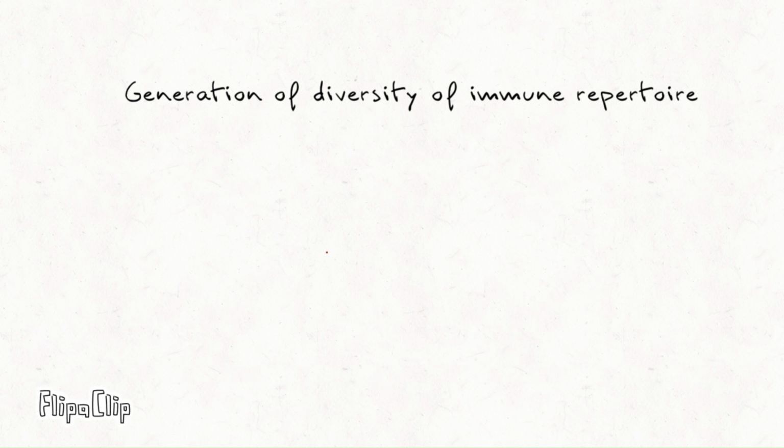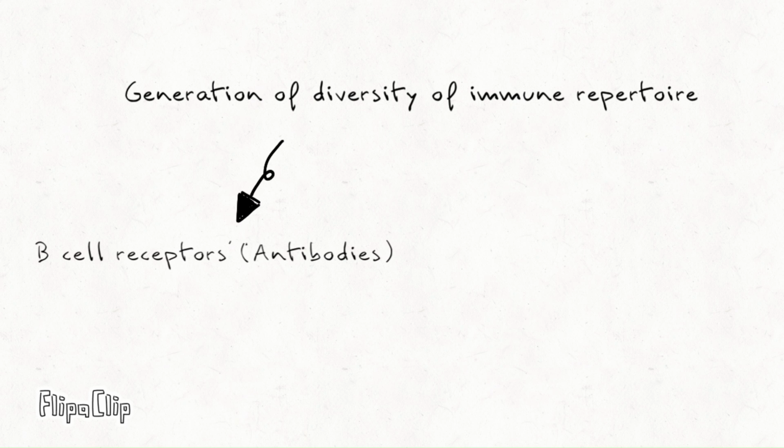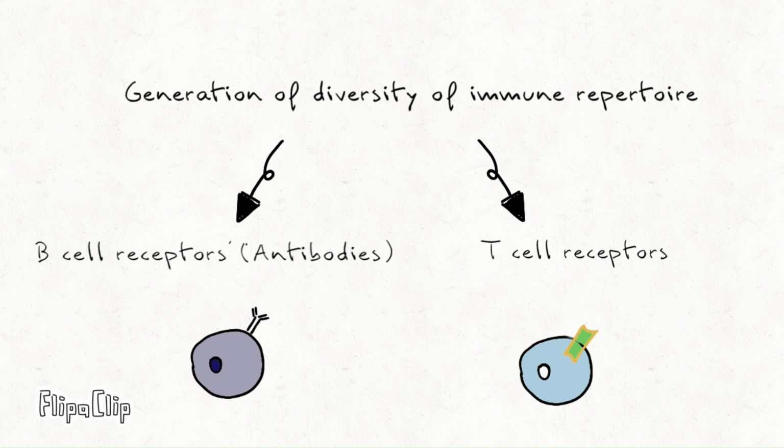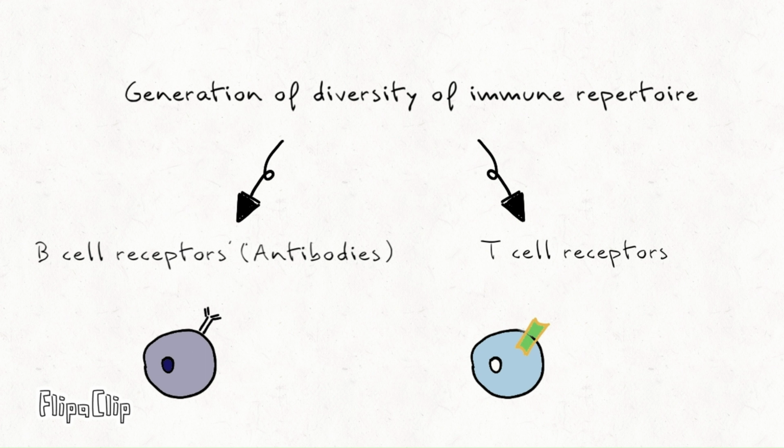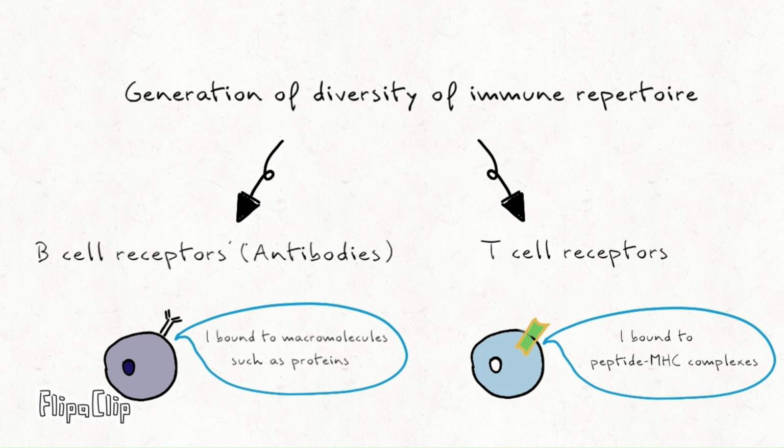Hi, in this video, we will discuss the generation of diversity of immune repertoire. It will be divided into two parts: the B cell receptor, also known as antibodies, and the T cell receptor. These two immune cells play different important roles in our body, where the B cell receptor binds to molecules such as protein, while the T cell receptor binds to peptide MHC complex.